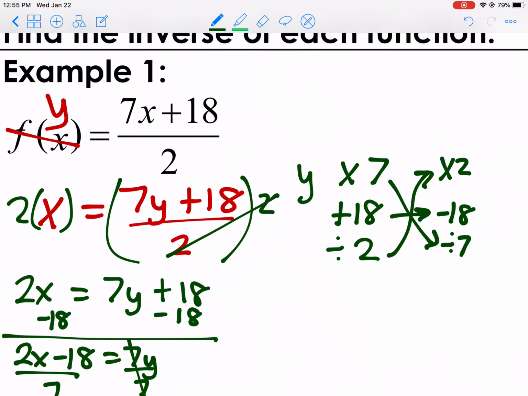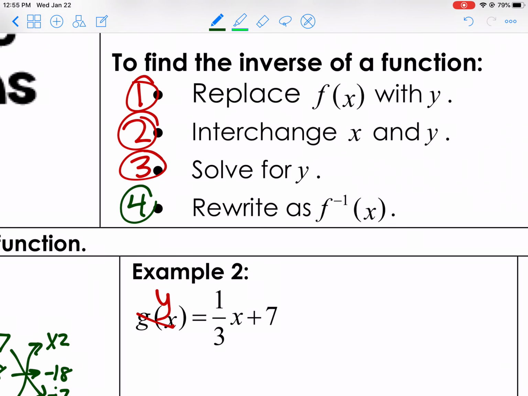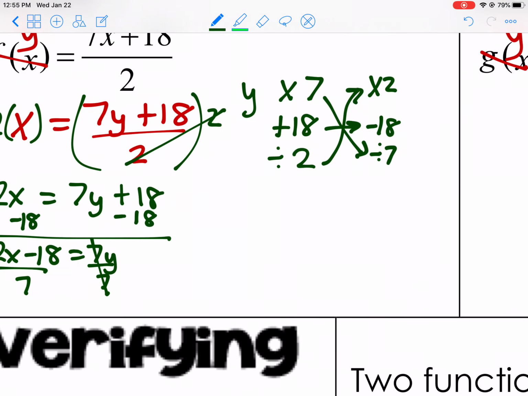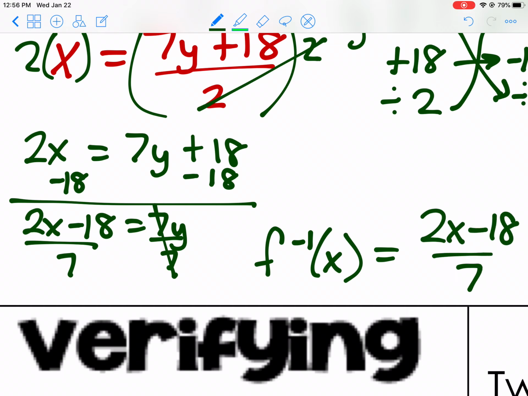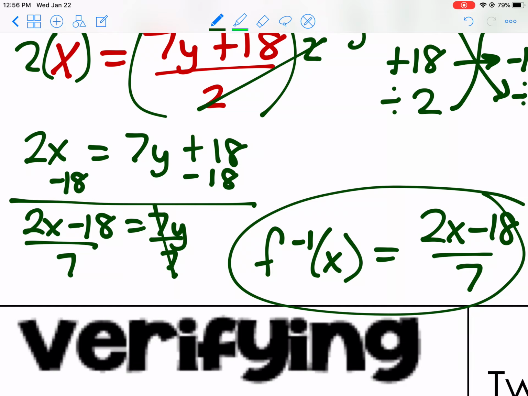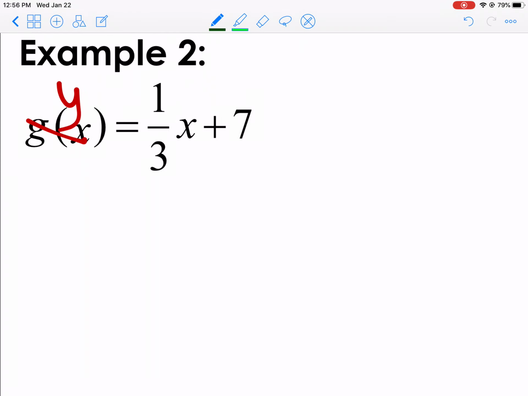Let's look at step 4. This last step says rewrite as the inverse function. So we're just going to put it back into function notation. So this will look like, I'm writing that instead of y equals 2x minus 18 all over 7. All right, let's try the next one, following these 4 steps. So first, we changed g of x to y, then we interchanged x and y.